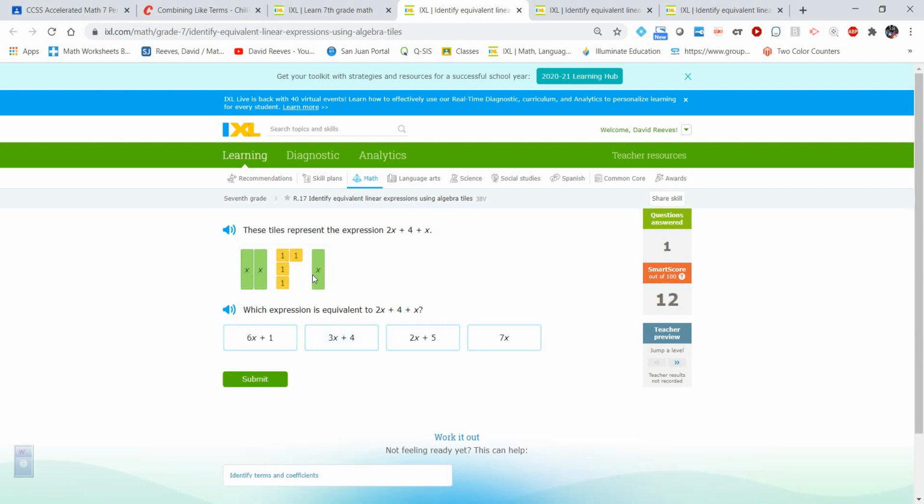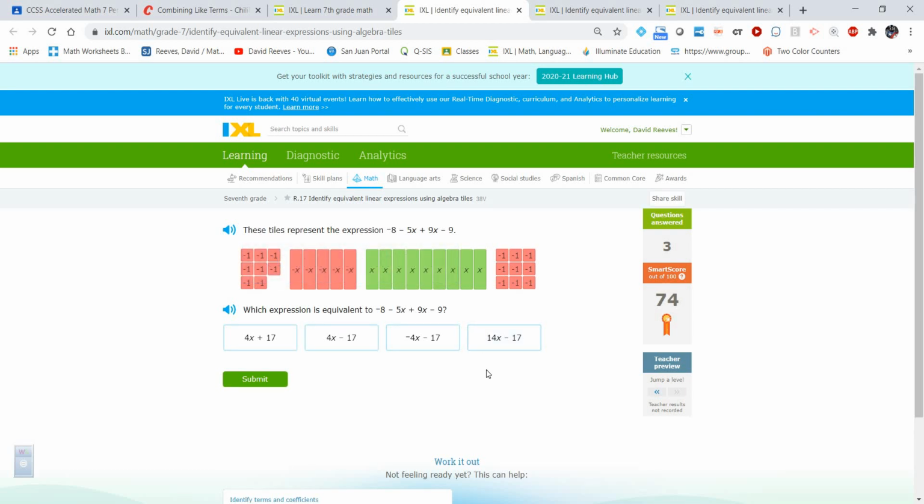Right here we've got 1, 2, 3 x's plus 1, 2, 3, 4, because 2x's plus 1x gives us that 3x, and then we have those 4 together, and we get 3x plus 4. Right here, 2x's plus 2 more x's gives us our 4x, and then we have 4x plus 5. Easy peasy, lemon squeezy.